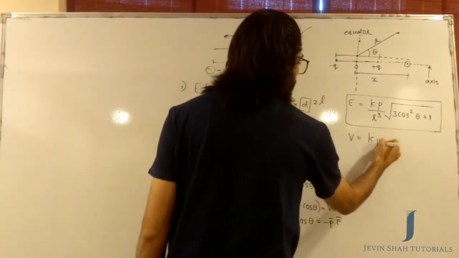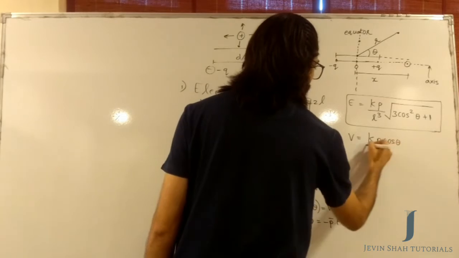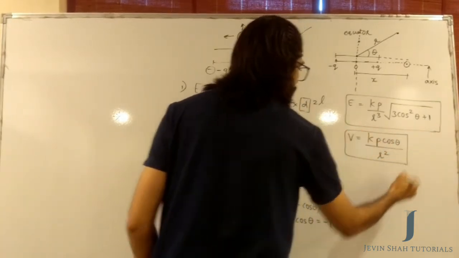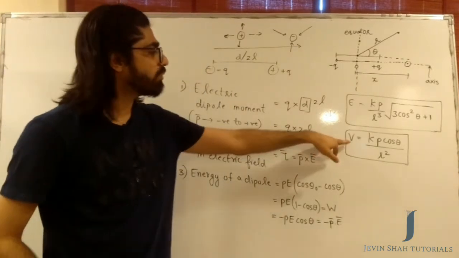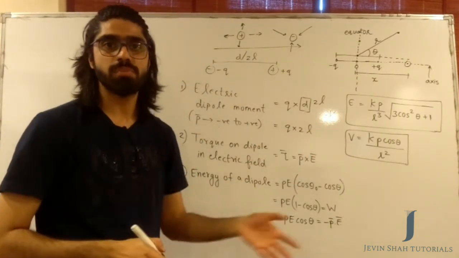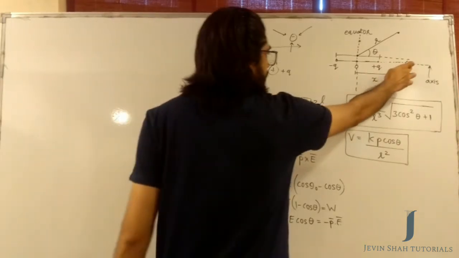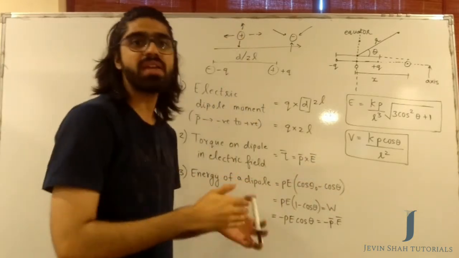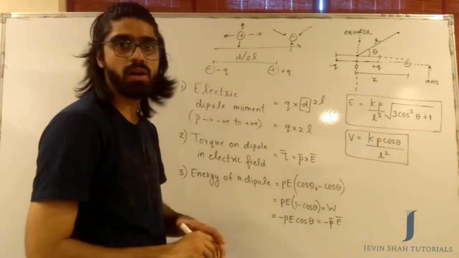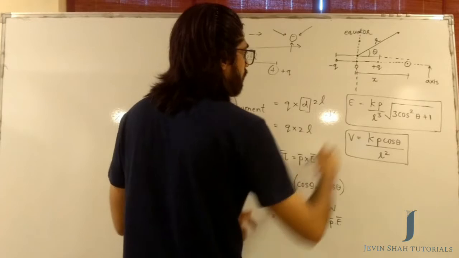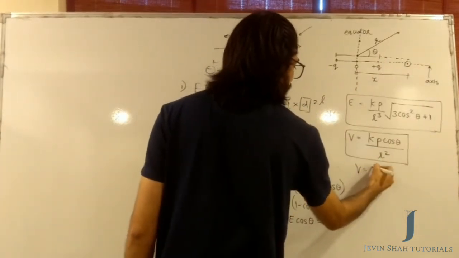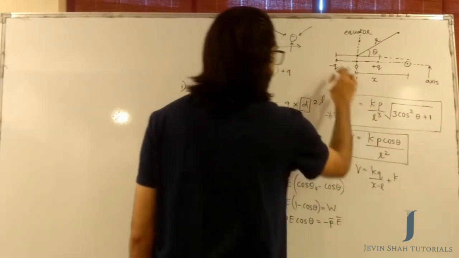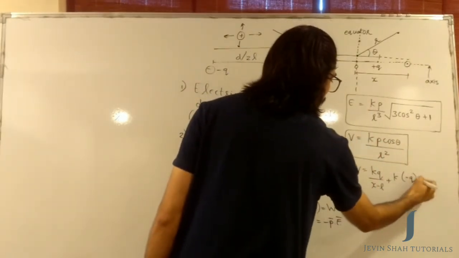The formula for potential is Kp cos theta divided by r square. Just a formula that you need to remember. Even potential, like the previous case, can be simply added. So if I take a point on the axis, say for example this point only, the potential at this point because of q will be kq by x or kq by r, where that r will be x minus l. So at this point, V will be kq upon x minus l plus, because of this, it will be k into minus q upon x plus l.